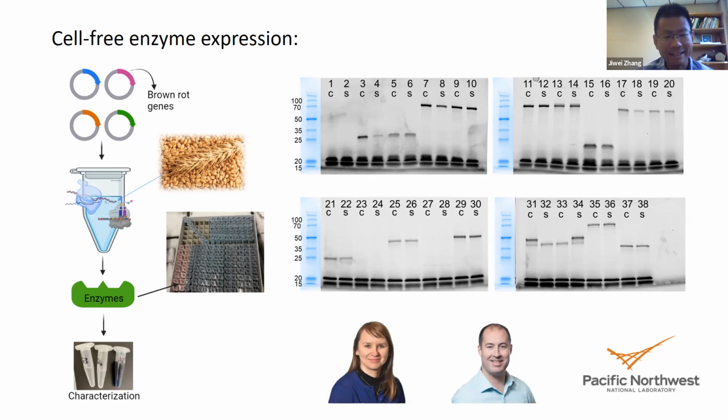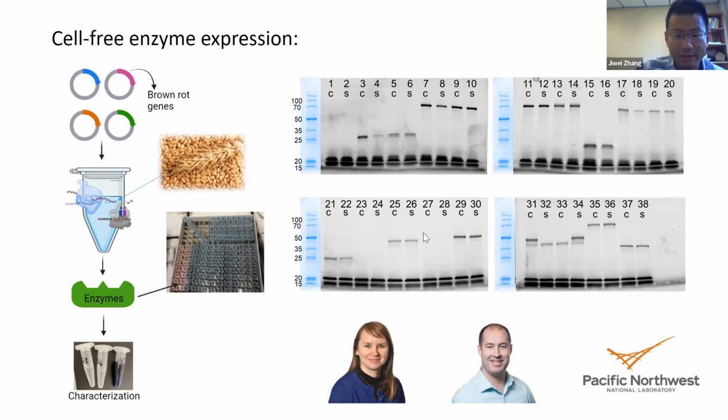Yeast, we tried yeast, but we tried 15 or 17 genes, enzymes, and we never got a success. That's very interesting. And then we switched to this cell-free enzyme expression system, and we think it's just faster. Actually, this is a collaboration between my lab and PNNL, Pacific Northwest National Lab. Irina and James are the two main people who are helping us on this project.